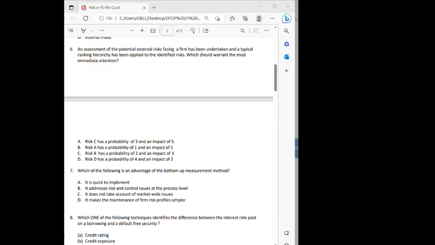So if you look at this, the highest one is the first, 5 into 3, 15. So your attention should be there because that's where the higher risk is. So the correct answer is A. Yeah, most of you have given the correct answer. Let's go fast and see if we can finish as much as possible.